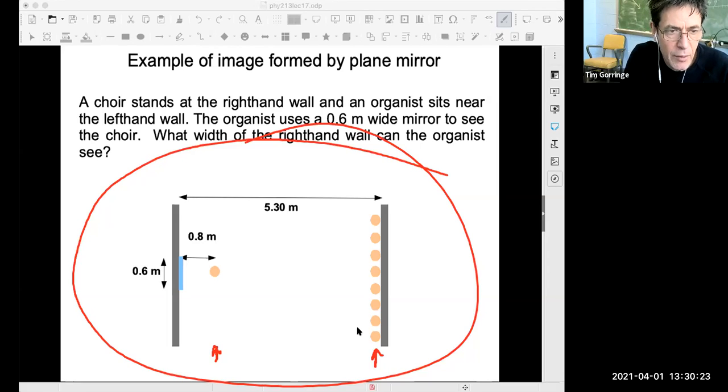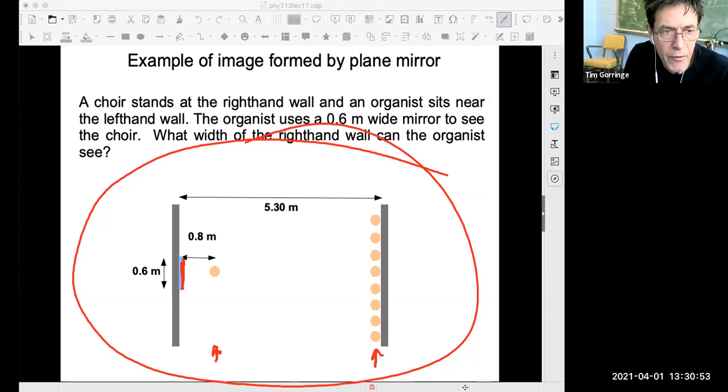This is a question about planar mirrors and about images formed by planar mirrors. This is a planar mirror here. An image of the choir is formed by the planar mirror, by a reflection in the planar mirror. And the question is, what's the size of that image that's formed by this particular planar mirror? And so we're going to investigate that.